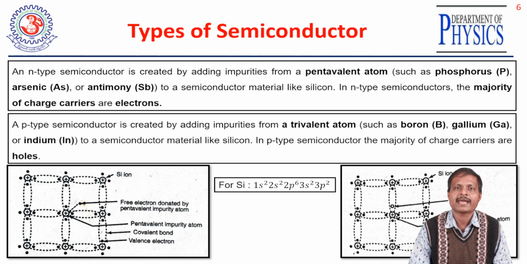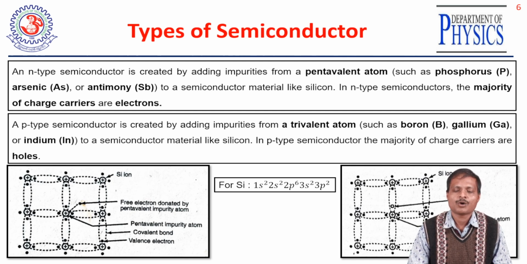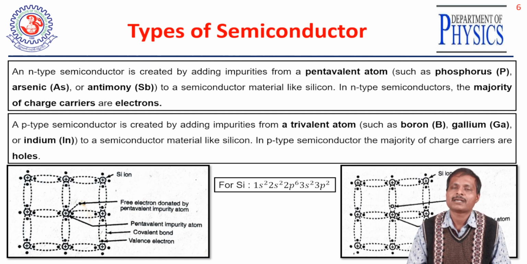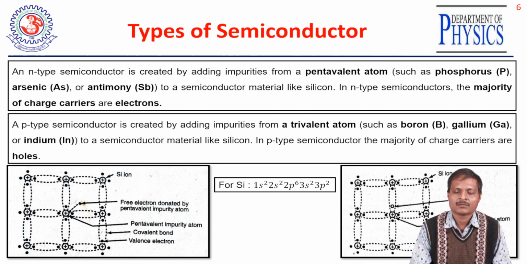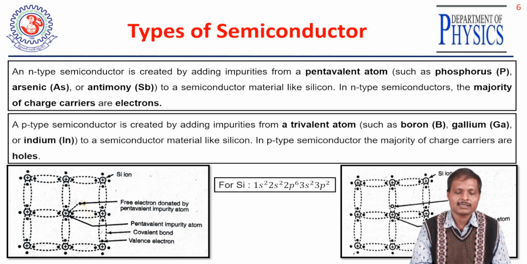So what is an N-type semiconductor? An N-type semiconductor is created by adding pentavalent impurity atoms. What are the pentavalent impurity atoms? Examples are phosphorus, arsenic, antimony, etc. For the N-type semiconductor, the majority charge carriers are electrons. So what is happening here?